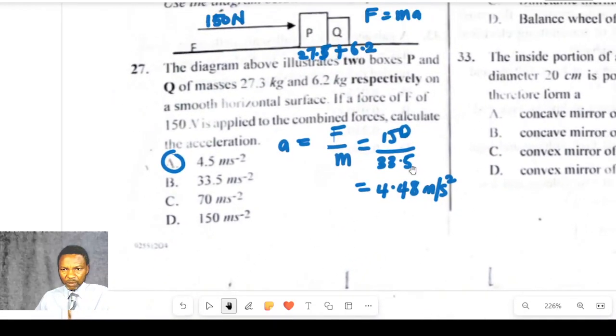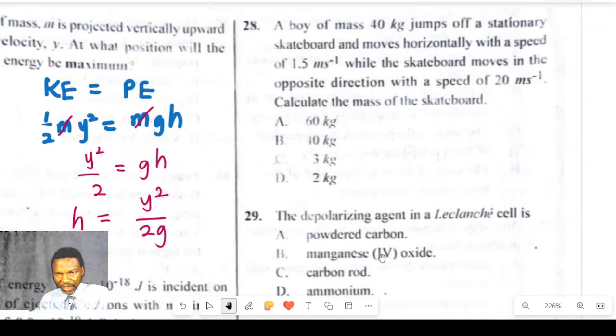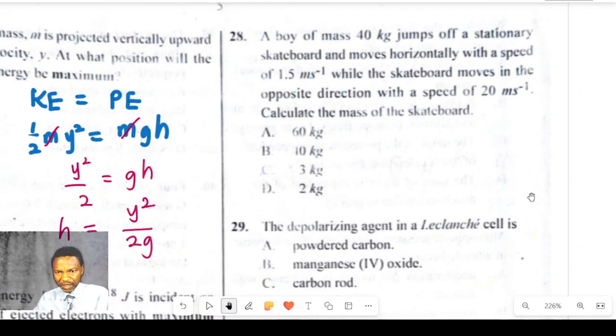Question 28. Let's go a bit faster so we can make progress. A boy of mass 40 kg jumps off a stationary skateboard, moving horizontally with a speed of 1.5 meters per second, while the skateboard moves in the opposite direction with a speed of 20 meters per second. Calculate the mass of the skateboard.